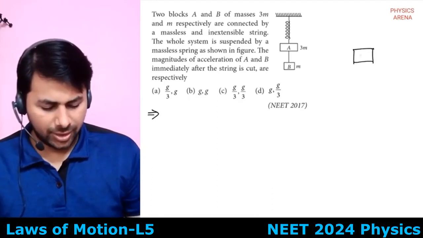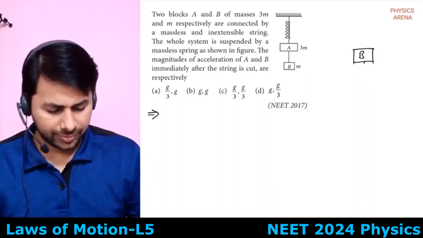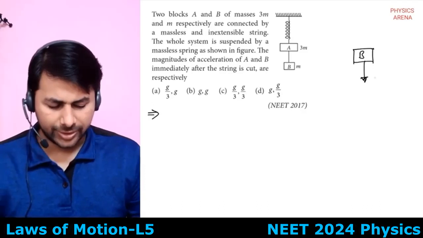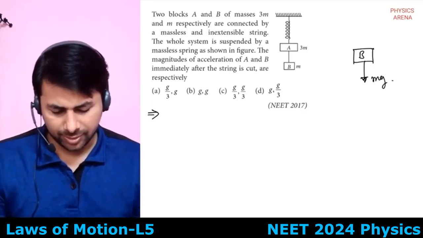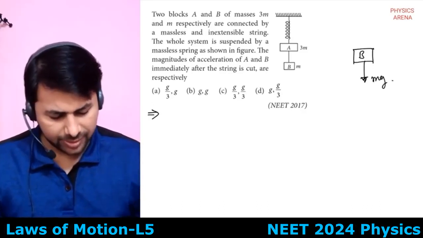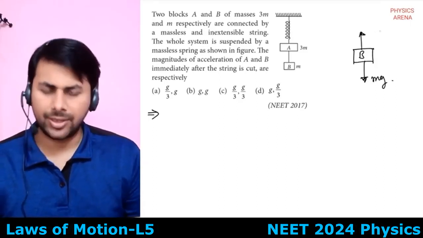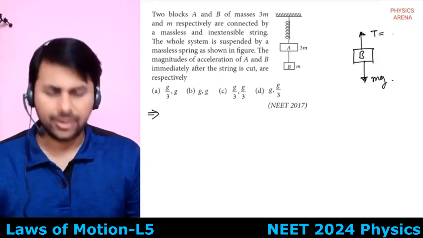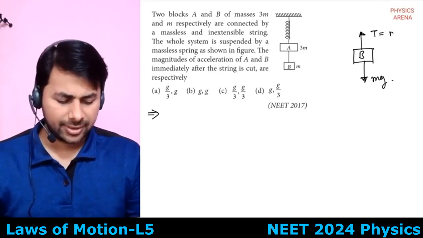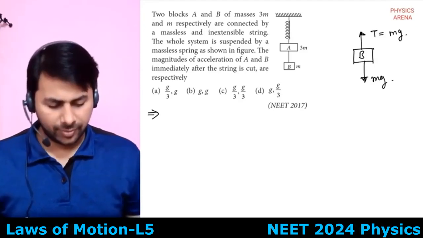So you have this mass B. Its weight is acting downwards, which is mg. How much is its mass? M only. So weight is mg. Tension in the string is upwards. So tension is equal to mg. Right? It is balanced. So T is equal to mg.